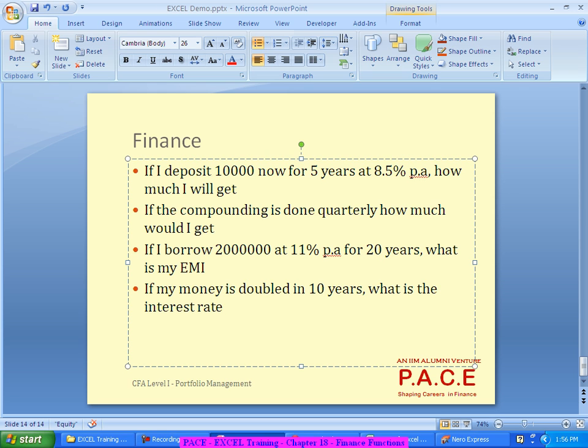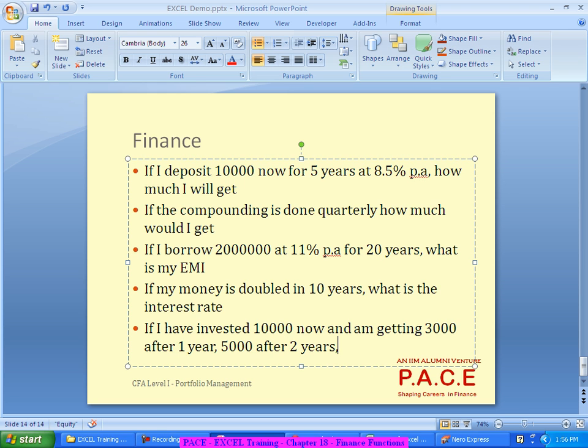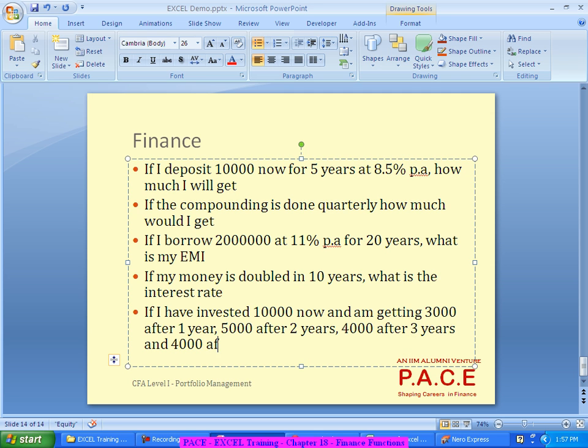Or, if I have invested 10,000 now and I'm getting 3,000 after 1 year, 5,000 after 2 years, 4,000 after 3 years, and another 4,000 after 4 years, what is my interest rate in the process for the whole period?